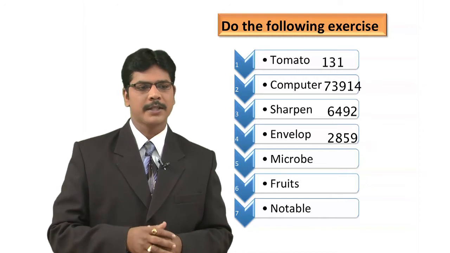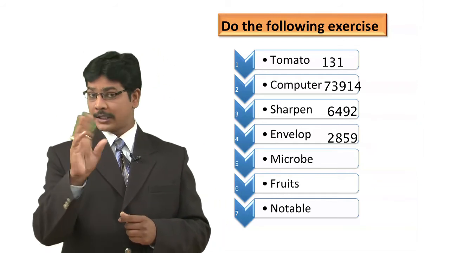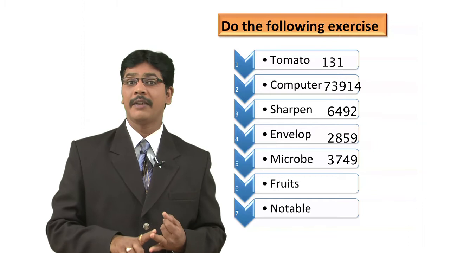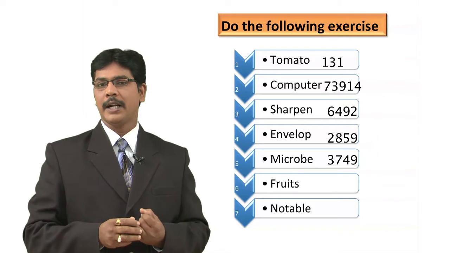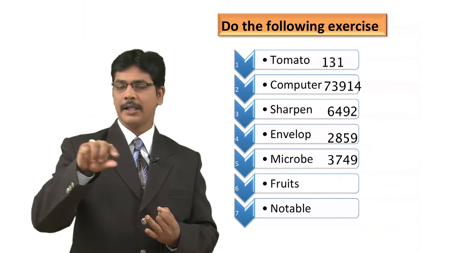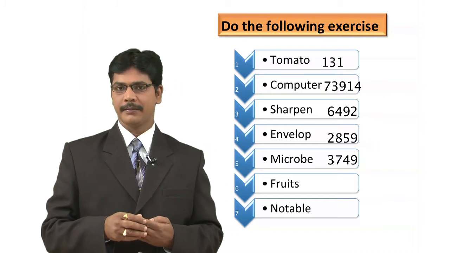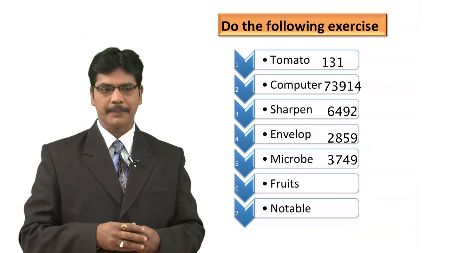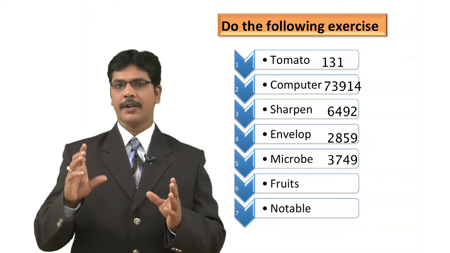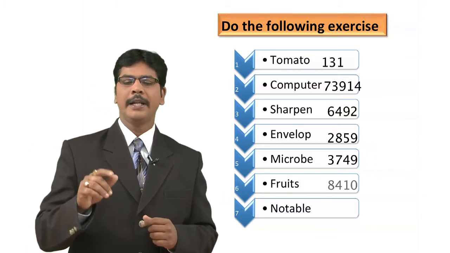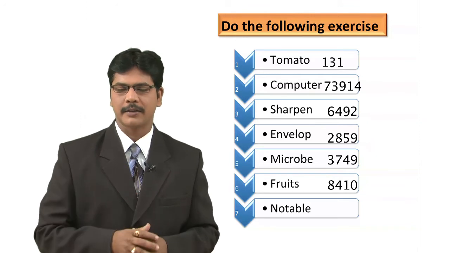Next word is microbe. See the sounds there. M, 3, K, 7. See, C. Be careful with C. See what sound it's giving, hard or soft. C hard is like K, C soft is like S. Here it's like K. M, 3, K, 7, R, 4, B, 9. That's the answer for microbe. And next one is fruits. F, R, T, S, see? F is 8, R is 4, T is 1, S is 0. That's the answer for fruits.